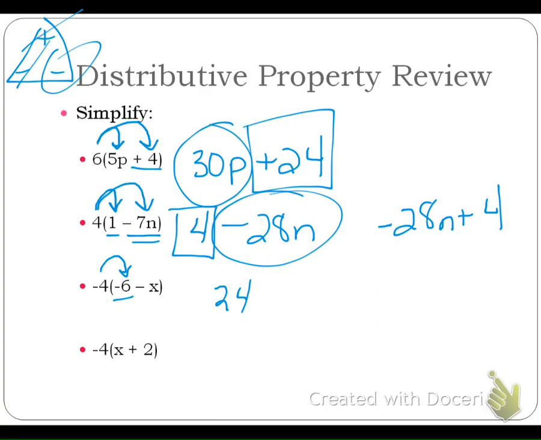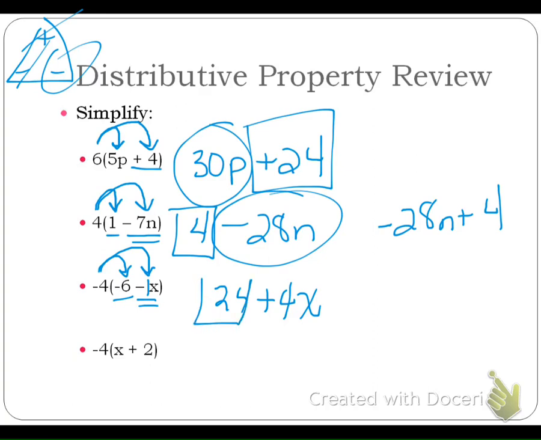So we have a negative 4 times a what? Not an x, a negative x. So a negative 4 times a negative x equals a, well, a negative times a negative is a positive. That's why I say don't write that negative sign right away. Wait until after you've multiplied. Negative times a negative is a positive. 4 times 1 is 4. And then you have your x.